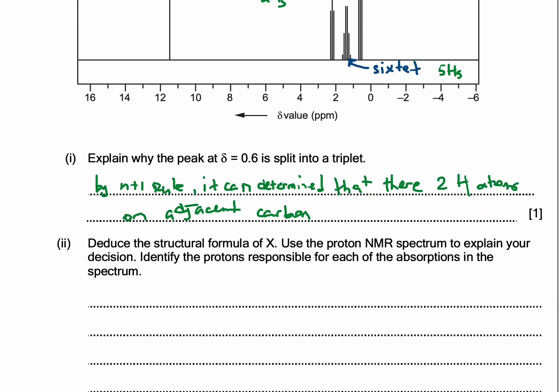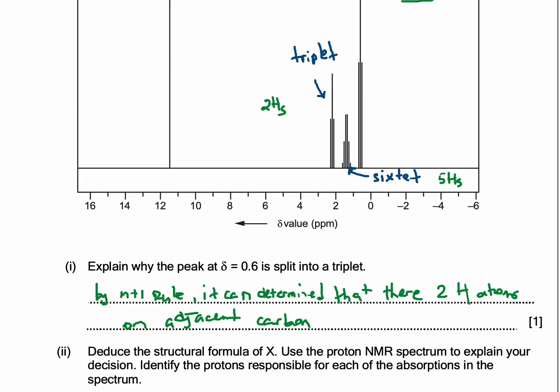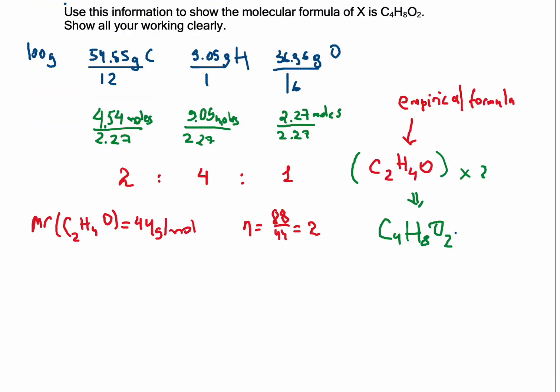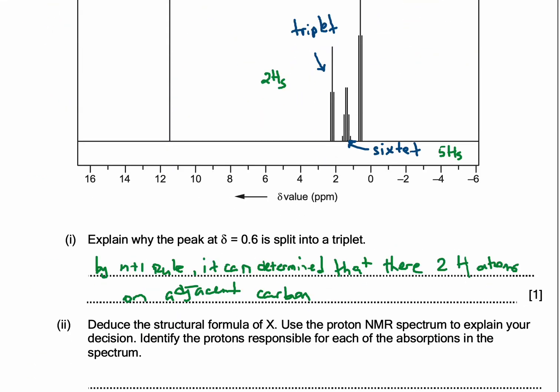Okay, next. Deduce the structural formula of X. Use the proton NMR spectrum to explain your decision. Identify the protons responsible for each of the absorptions in the spectrum. So first, let's remember that we have formula C4H8O2.